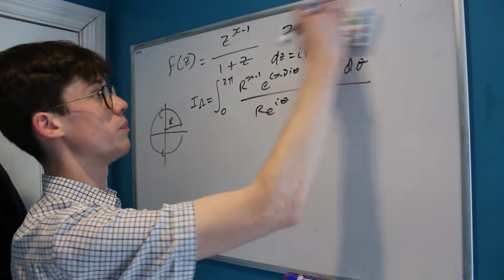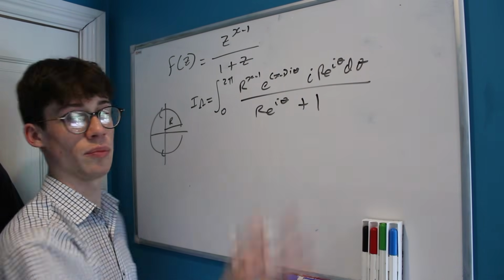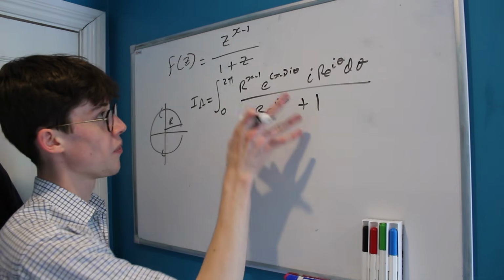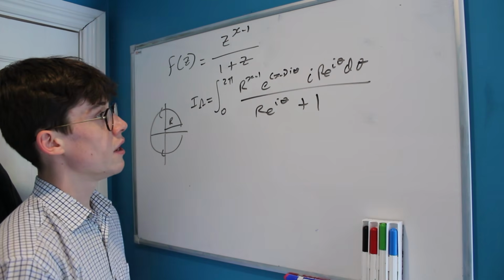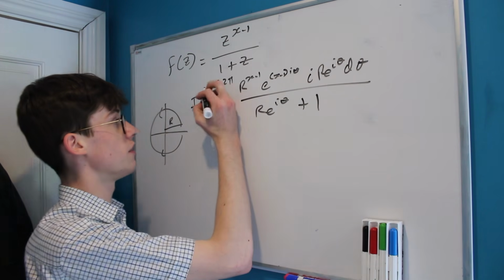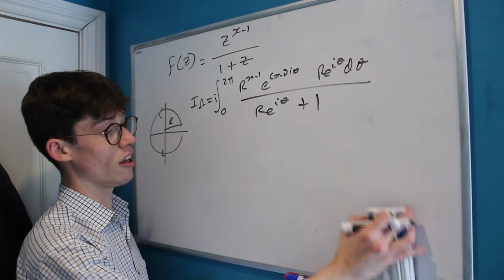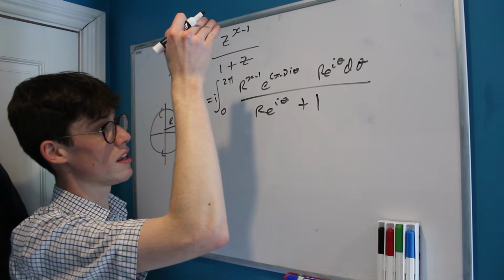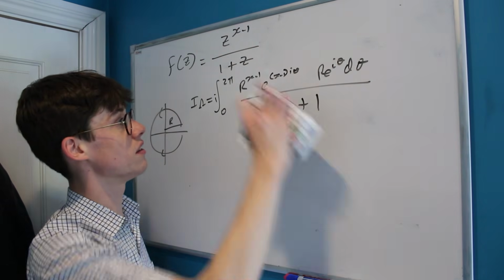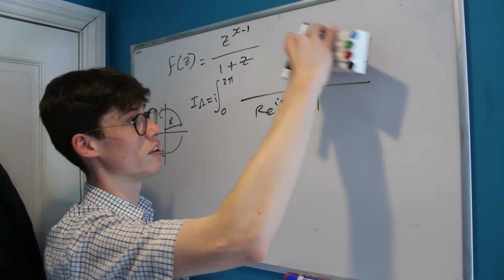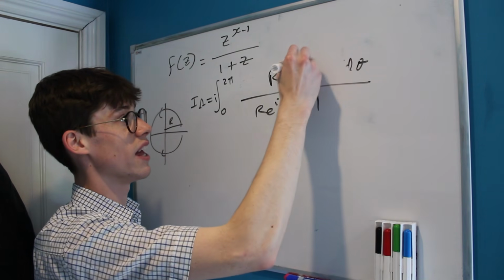And I've just gotten this by swapping out all of my z's for r e to the i theta, by multiplying by our differential part, and by swapping our z in the denominator out for an r e to the i theta. Now the first thing that I notice here is firstly i is a constant, I'm going to pull it out of my integral, and secondly that I've got an r to the x minus 1 times by r, and an e to the x minus 1 i theta times an e to the i theta, which means this whole numerator can be written much more nicely as just r to the x times e to the x i theta.